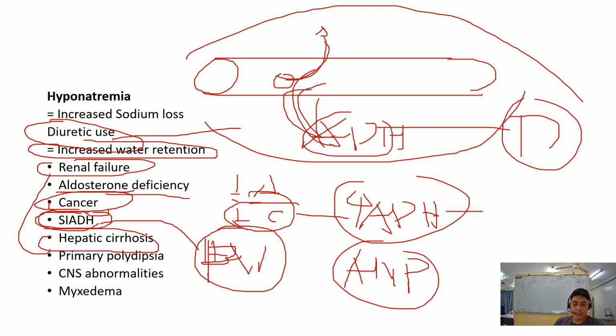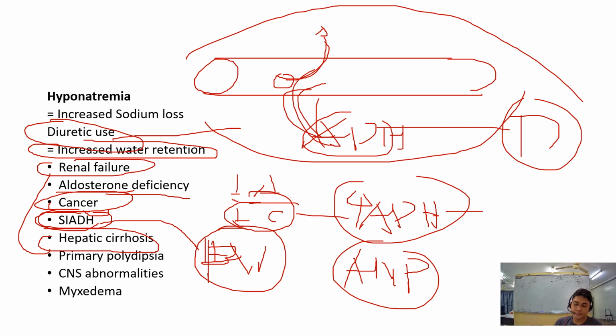Next, primary polydipsia. For primary polydipsia, there are two types: the psychogenic and the dipsogenic. What's the difference between psychogenic and dipsogenic? Psychogenic is usually associated with psychiatric disorders. Examples are schizophrenia and depression. People with depression or schizophrenia tend to drink more water. So that's the cause of hyponatremia.